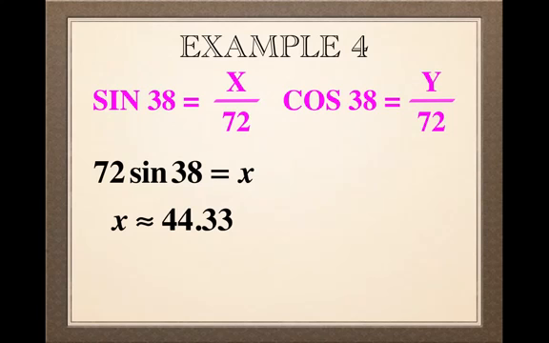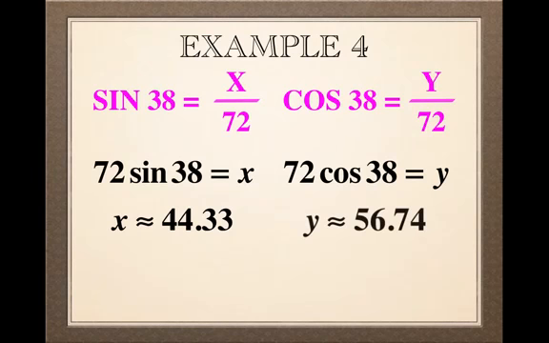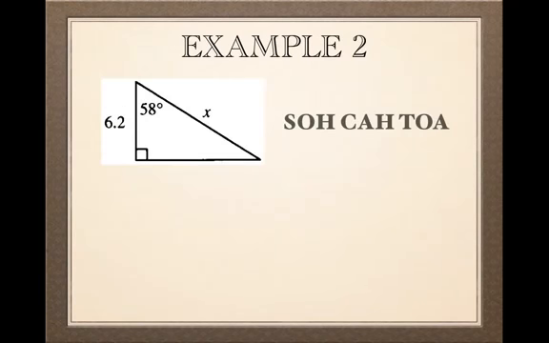Moving on to the cosine equation, we don't want y to be divided by 72, so we'll multiply both sides by 72, type that into our calculator, and we should get 56.74. Okay, well, we were fortunate in that particular example. Let's take a look at another example from the previous lesson.